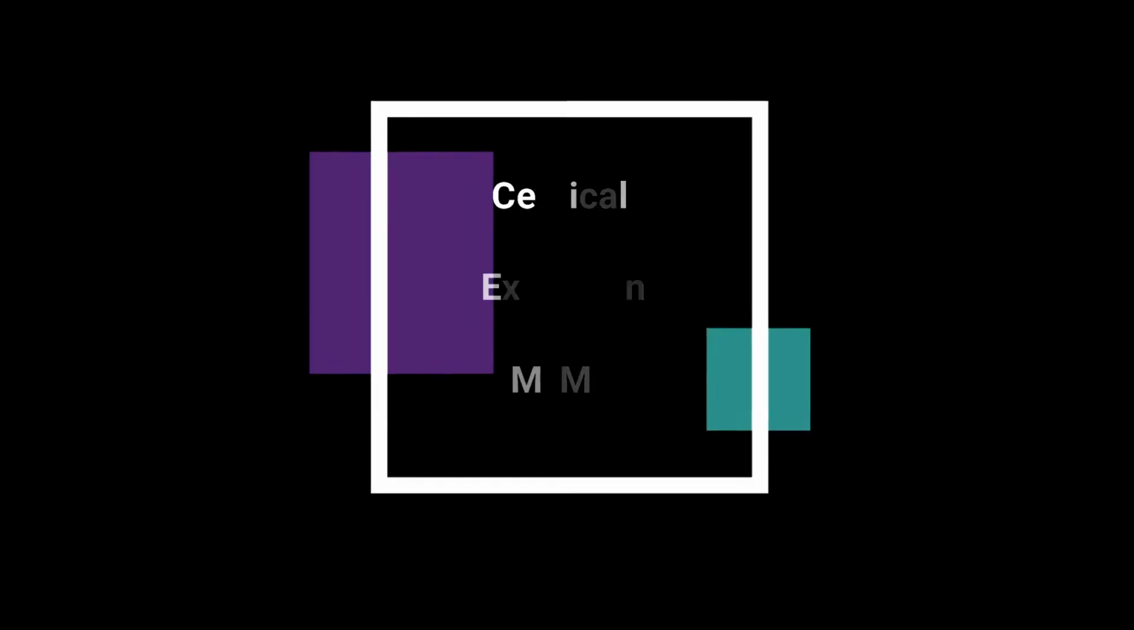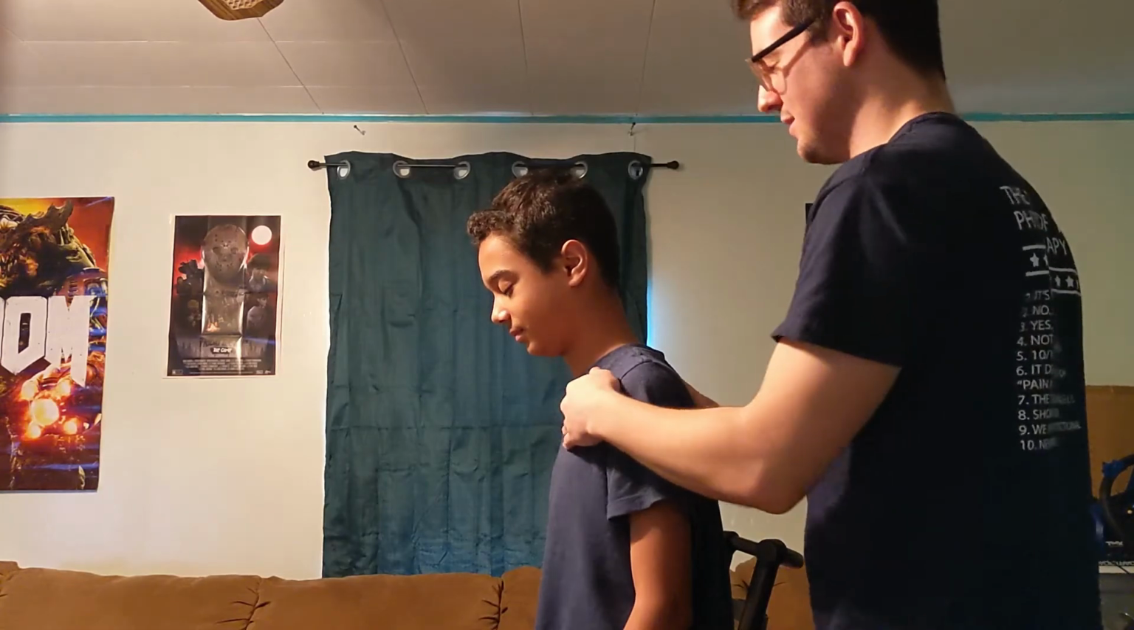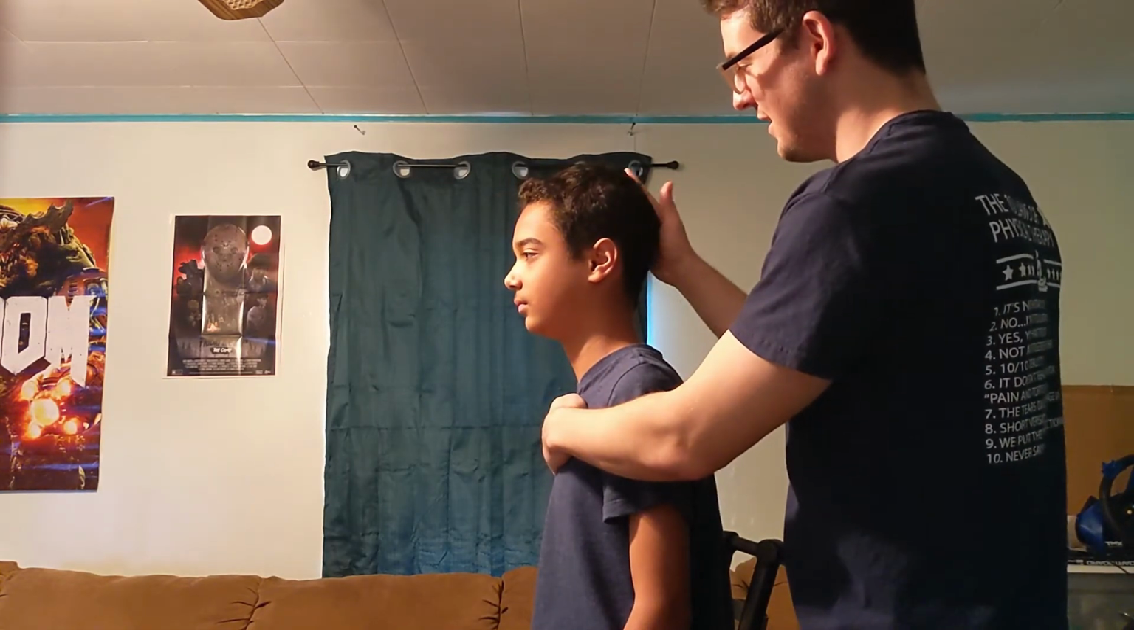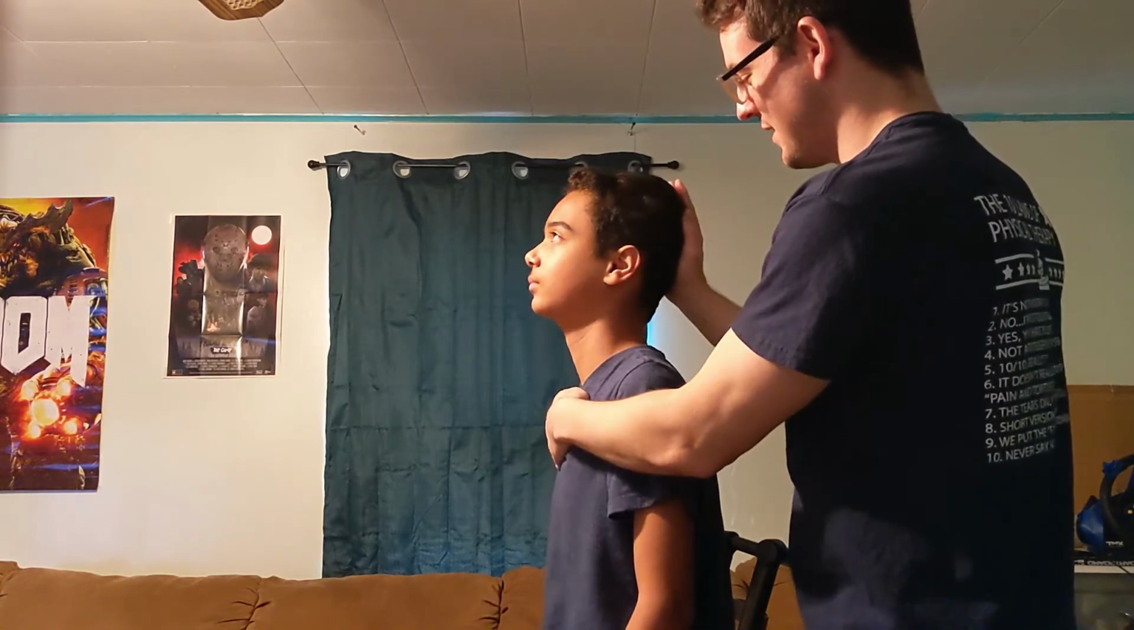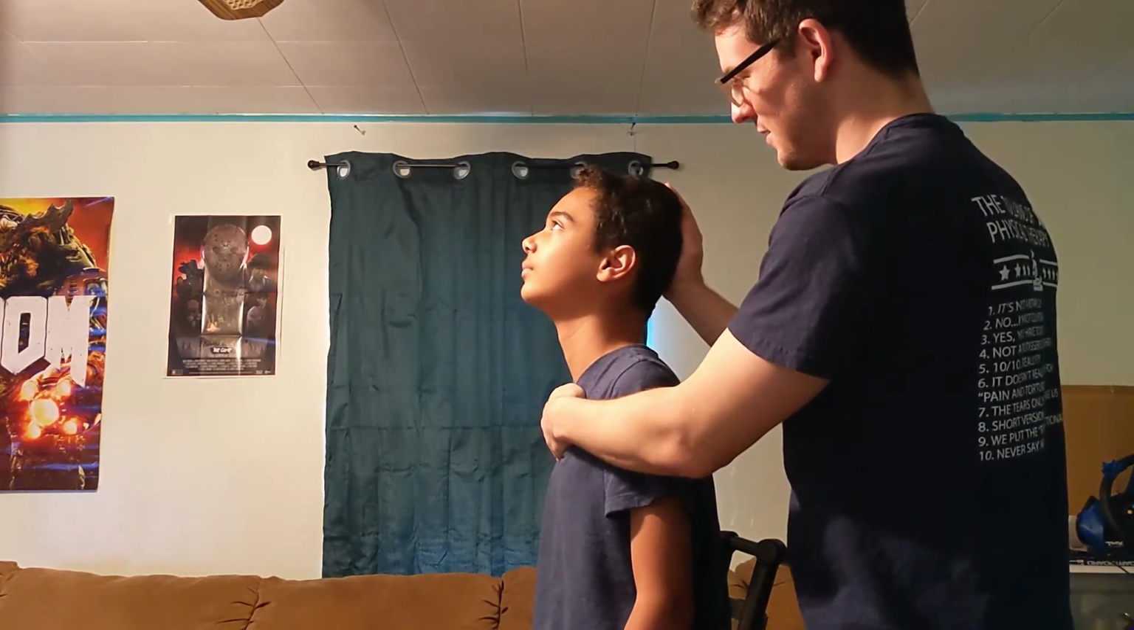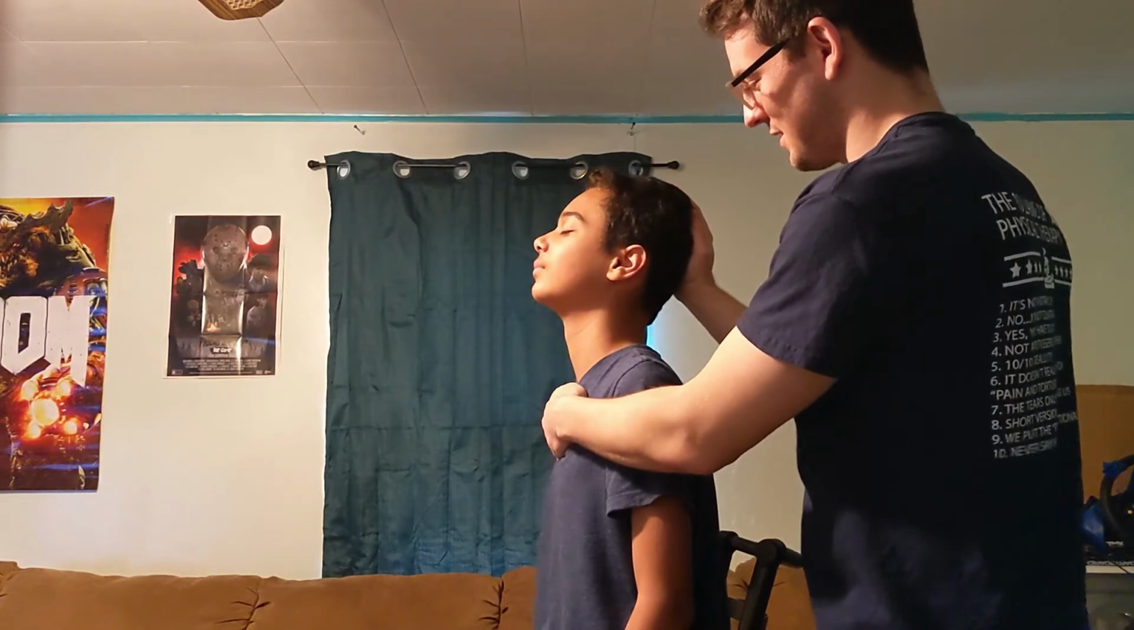For cervical extension manual muscle testing, I ask the patient to assume a good seated position. I ask the patient to push into my resistance hand, resisting cervical extension. With my stabilizing hand, I prevent trunk accessory movements.